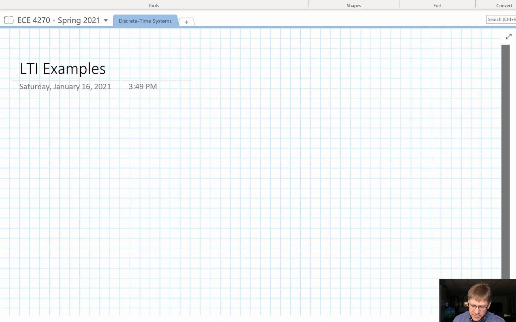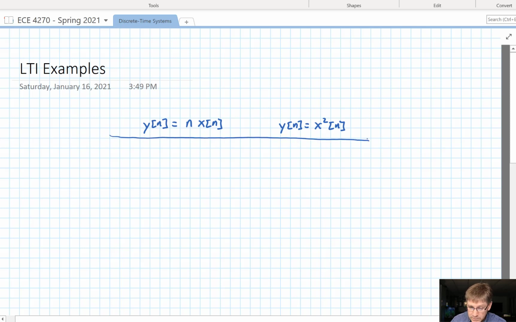Okay, so here are some examples of systems, and we can look at whether or not they are linear, time invariant, BIBO stable, causal, and memoryless. So the first one we'll take a look at would be y of n is equal to n times x of n. And then let's just try y of n is equal to x squared of n. And let's just do those two to start with.